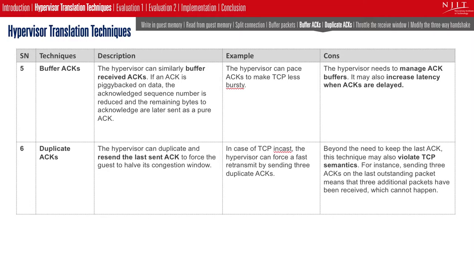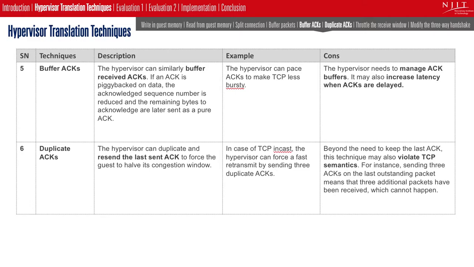The fifth is buffer ACKs. The hypervisor can similarly buffer received ACKs. If an ACK is piggybacked on data, the acknowledged sequence number is reduced and the remaining bytes of acknowledgment are later sent as a pure ACK. Same as buffer packets, it may also increase latency when ACKs are delayed.